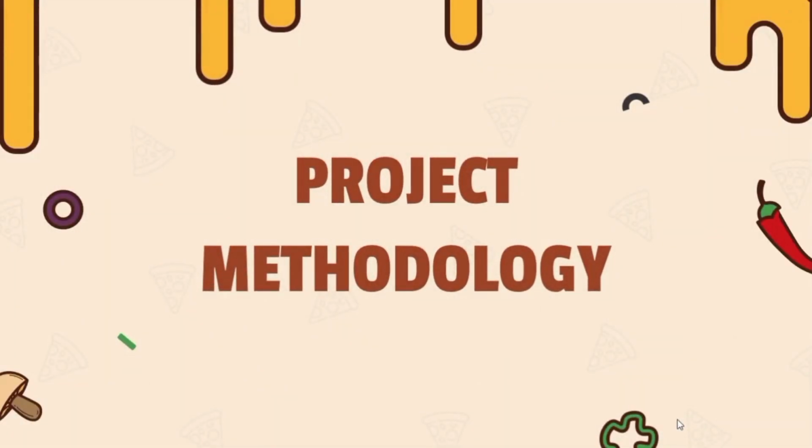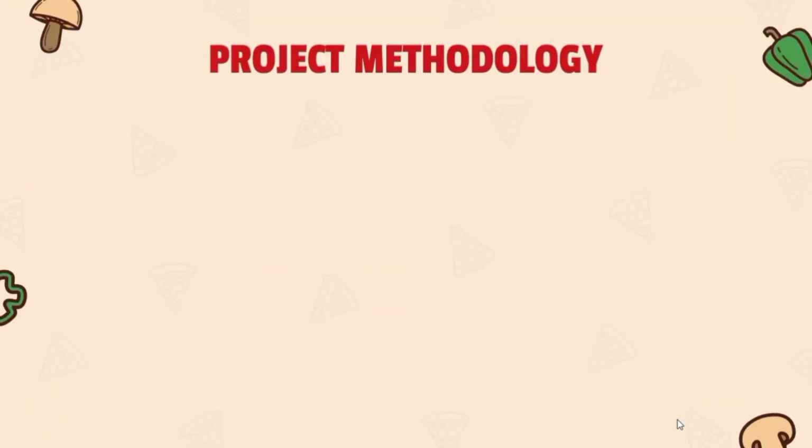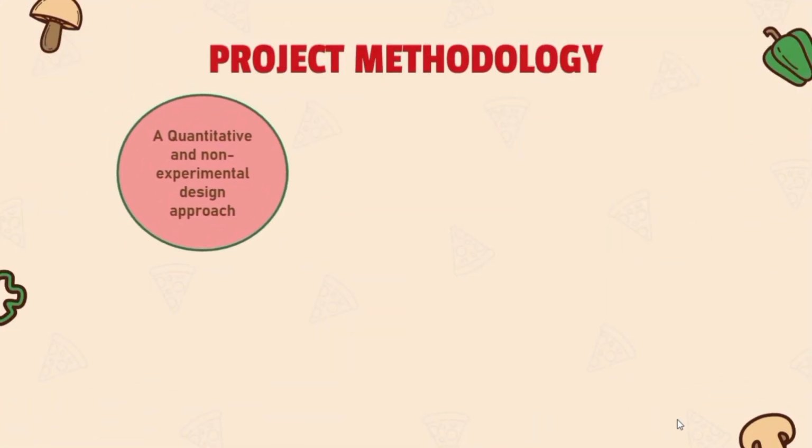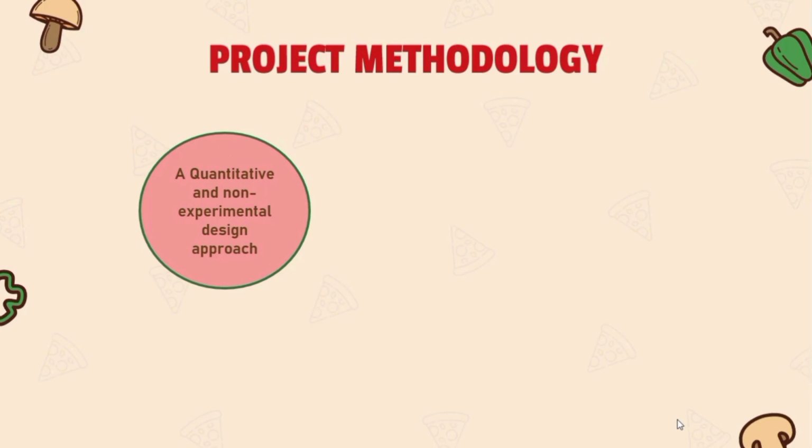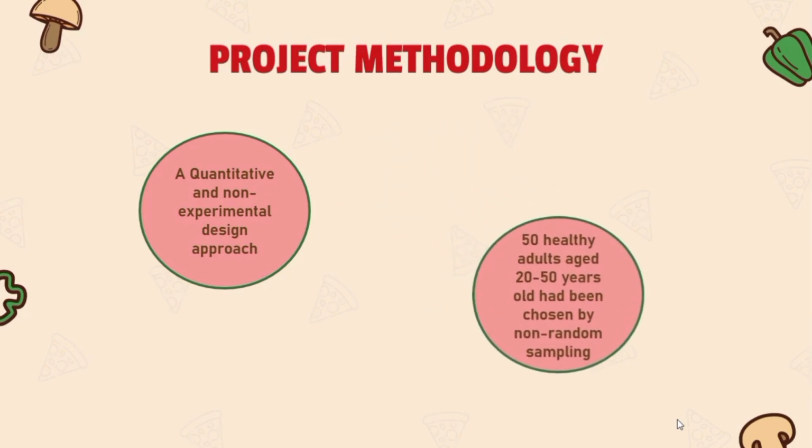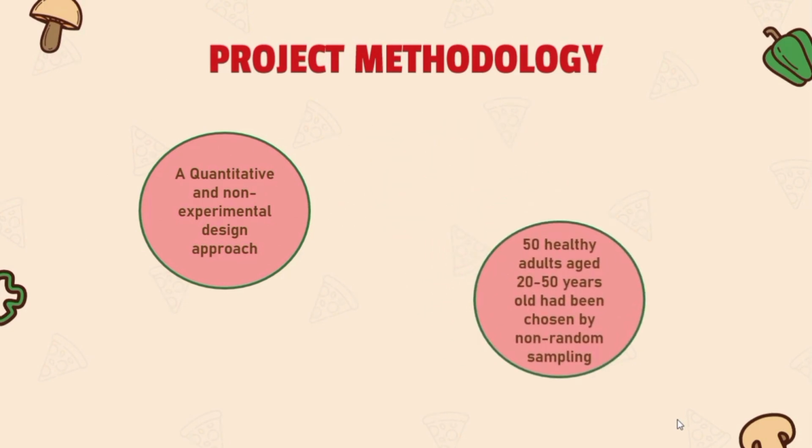Assalamualaikum warahmatullahi wabarakatuh. My name is Hafiza binti Muhammad Ali and my matrix number is D201910899498. So now I'm going to continue explaining our project methodology. For this project, the study is conducted using a quantitative and non-experimental design approach. 50 healthy adults aged 20 to 50 years old had been chosen by non-random sampling to participate in this two-phase cross-sectional study.